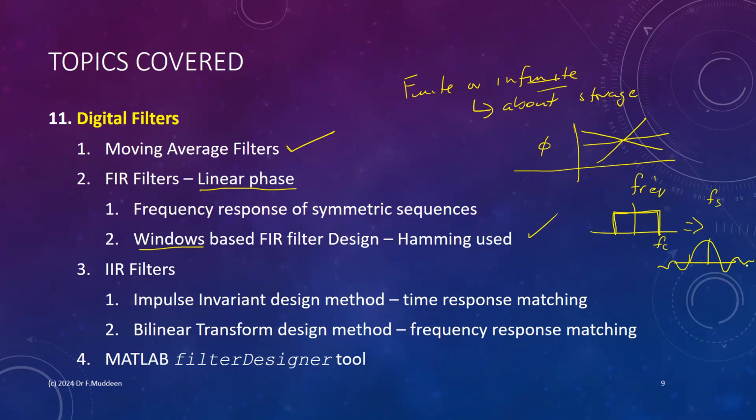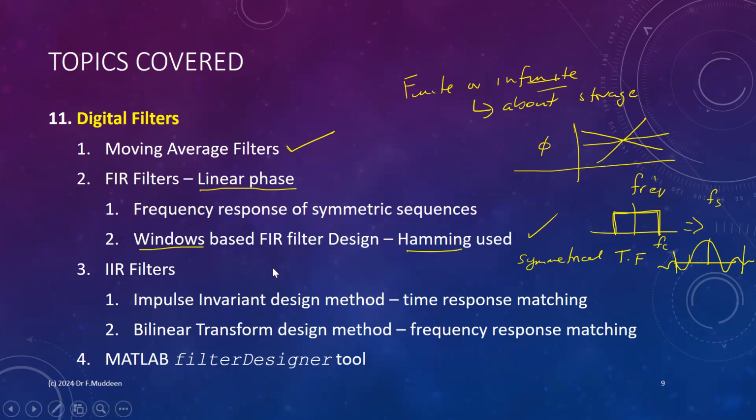So to prevent the response from going on forever, we truncate the response, and that means that we suddenly start and stop the response. So to get around the trouble that causes, we have to use a Hamming window. All right, and we saw that by doing that, we create a filter that has a symmetrical transfer function, and symmetrical transfer functions give us linear phase.